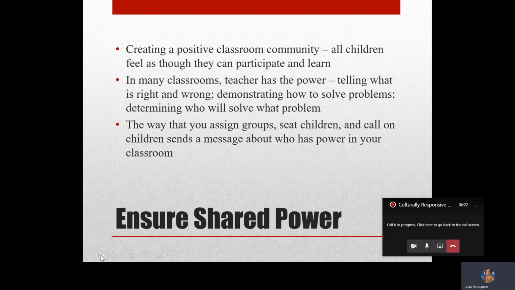So I mentioned shared power earlier. So that's creating a positive classroom community where children feel as though they can participate and learn. In many classrooms, the teacher has the power of saying what's right and wrong, demonstrating how to solve problems, determining who will solve what problem. But in a shared power classroom, the teacher provides the students with some of this power. So it happens in the way that you assign groups, the way you seat children, the way you call on children, sends a message about who has power in your classroom.